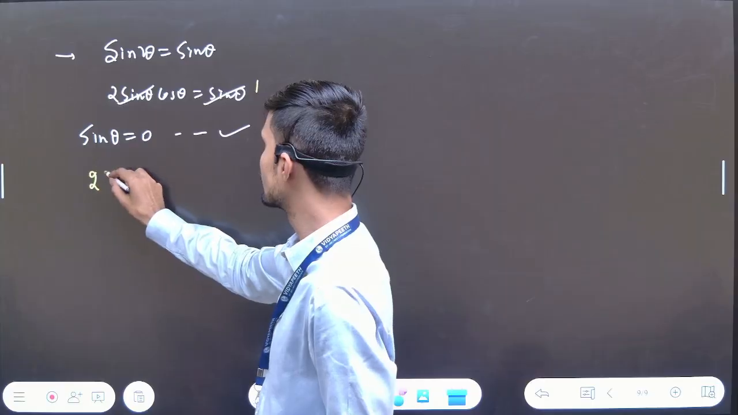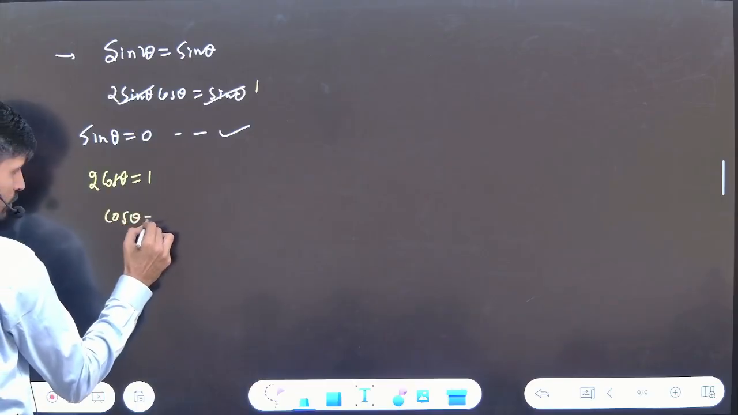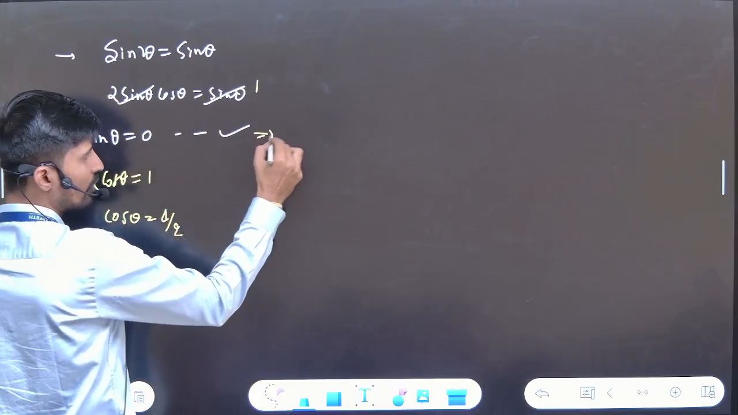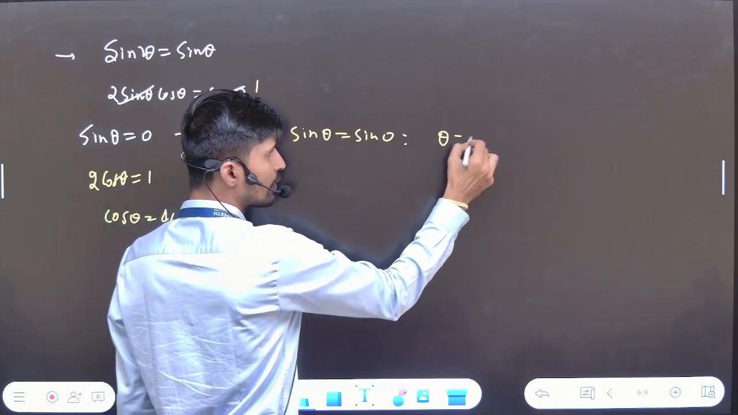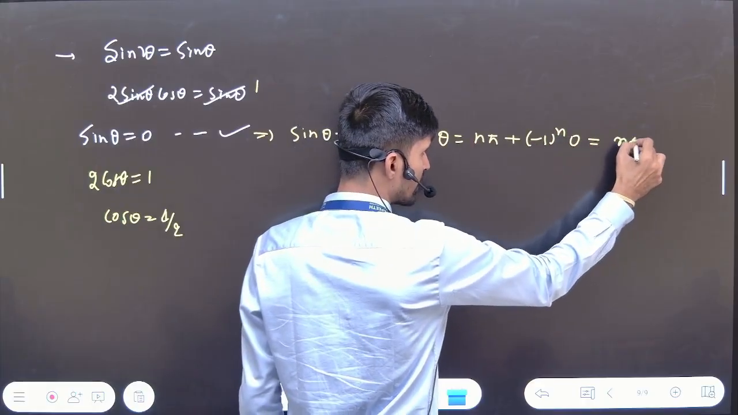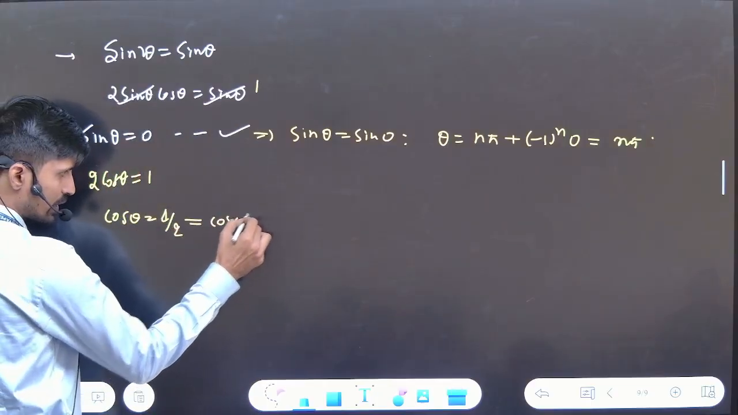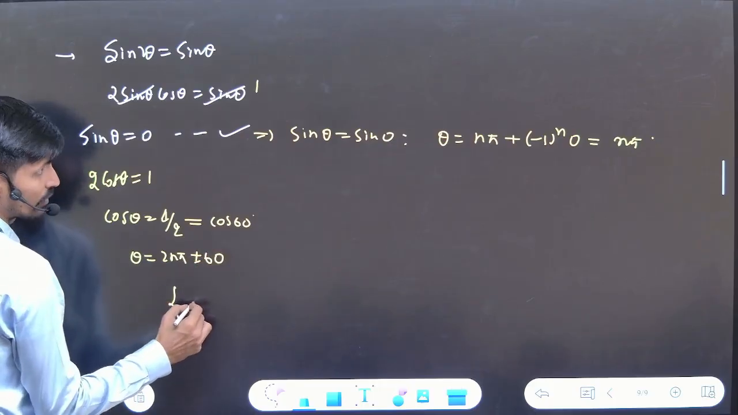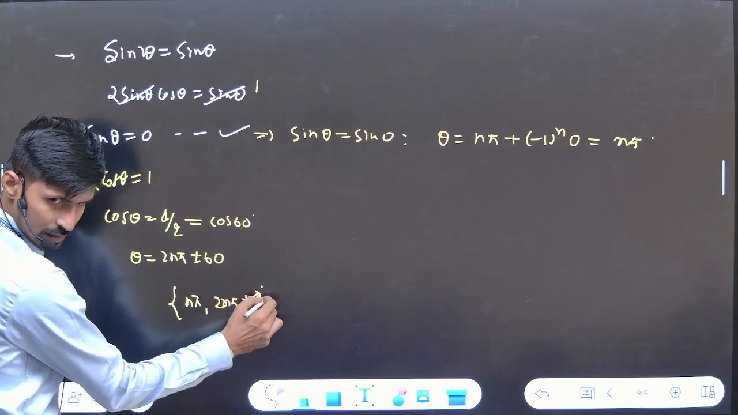So what will be the second equation? 2 cos theta is equals to 1. It means cos theta is equals to 1 by 2. Here sine theta is equals to 0, so if I solve here, what will we get? Sine theta is equals to sine 0, and theta will be equals to n pi plus minus 1 raised to n into 0. 0 into anything will be 0. I will get n pi. Now cos theta is equals to 1 by 2, which is 60 degrees. Theta will be 2n pi plus minus 60 degrees. So here we get n pi, comma, 2n pi plus minus 60 degrees.